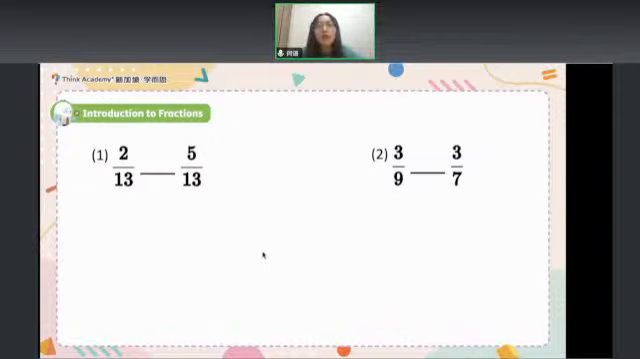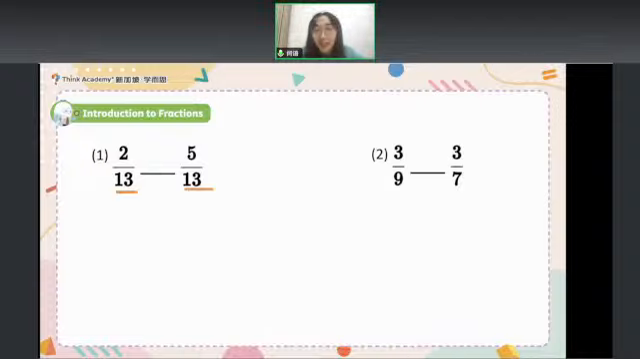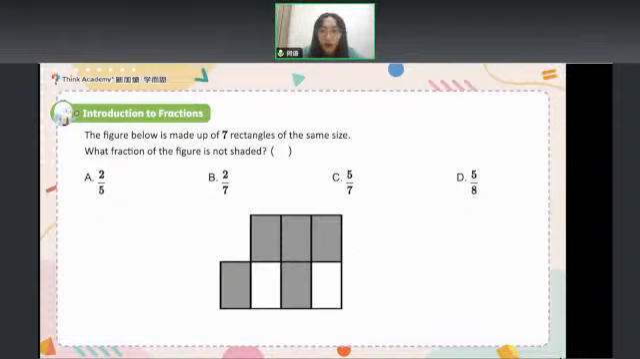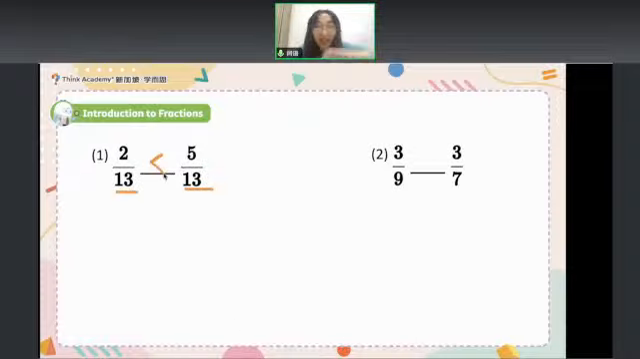So let's have a look at the first one. 2 out of 13 and 5 out of 13. Which one is the smaller one? Okay, so you will see that they have the same denominator 13. So here 5 means you take 5 pieces. Of course, 5 is more than 2, right? Okay, what about the second one?